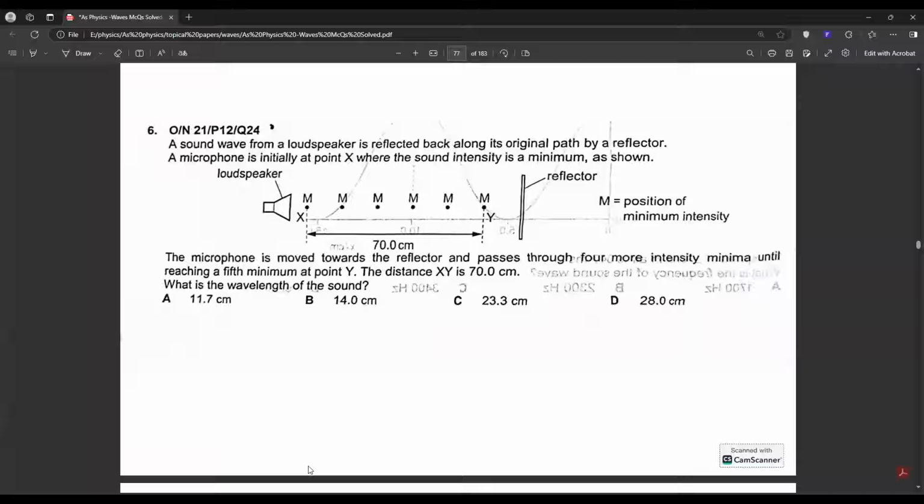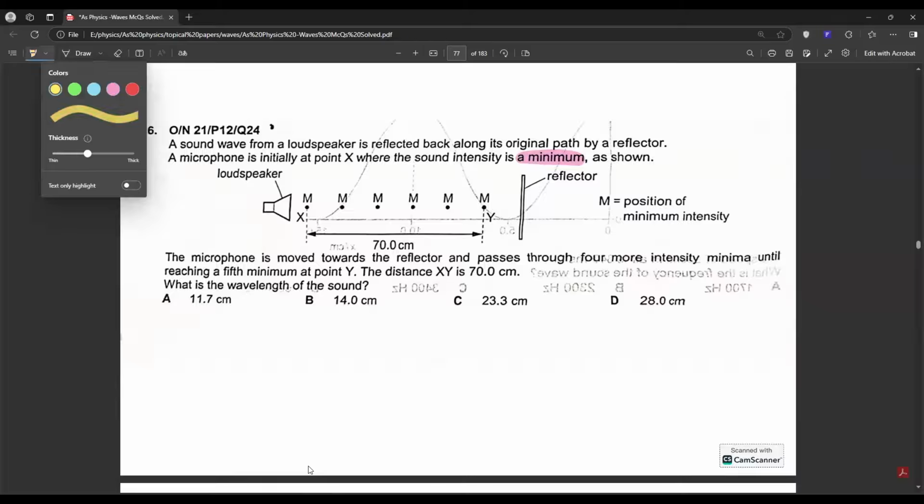Let's see this. A sound wave from a loudspeaker is reflected back along its original path by a reflector. A microphone is initially at point X, where the sound intensity is minimum. So let's change this highlighted color as shown. The microphone is moved towards the reflector and passes through 4 more intensity minimas.